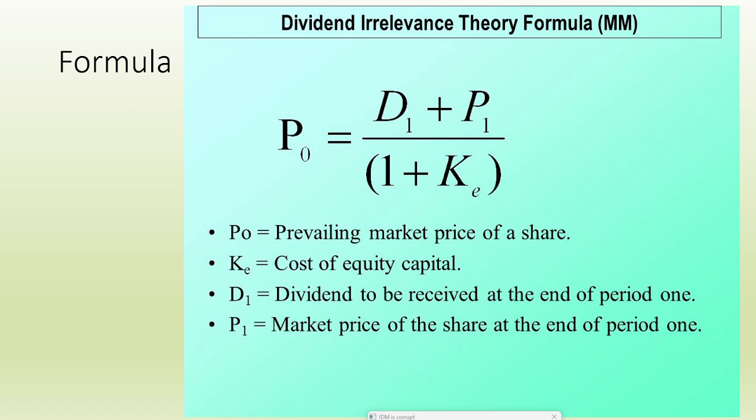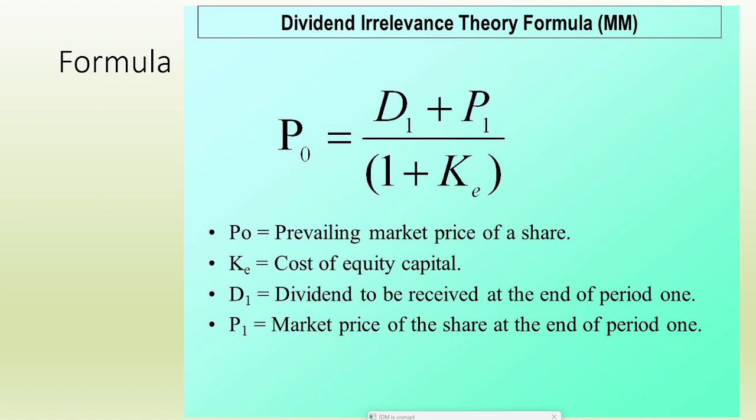Now let's see the formula given by Modigliani Miller. So P0 is equal to what? D1 plus P1, the whole divided by 1 plus KE. So P0 is the prevailing market price of the share.